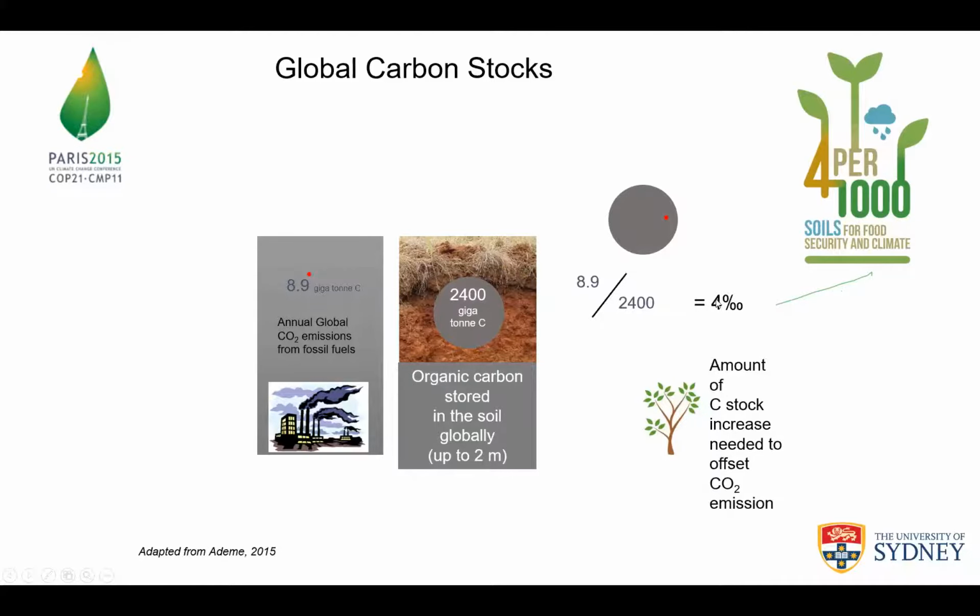So 4 per mil, or 4 per 1,000, means that the carbon stock increase of about 4 per 1,000 would offset the CO2 emission from fossil fuel. But of course, this is not going to happen everywhere. But it's an initiative, and it's a good thing, because soil can be used for food security and climate change.